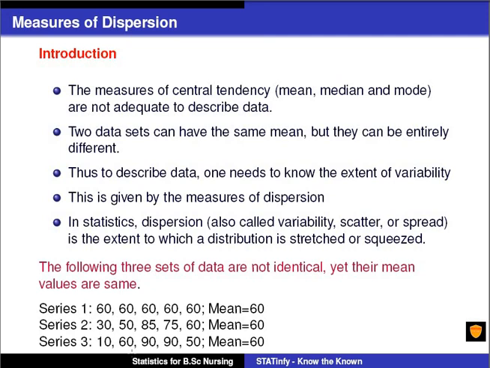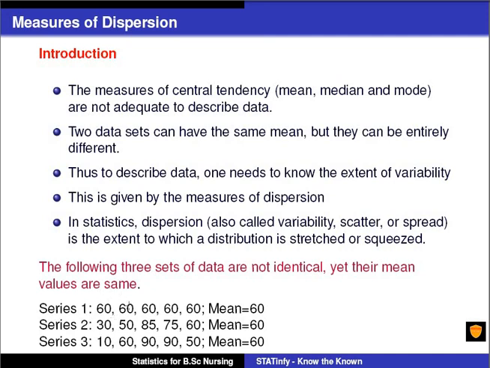You can simply see that series 1 has 5 observations and all the observations are 60, 60, 60, 60, 60. In series 2 we have 30, 50, 85, 75, 60, but the mean is still 60. And in the third series you can see 10, 60, 90, 90 and 50, and the mean is again equal to 60.